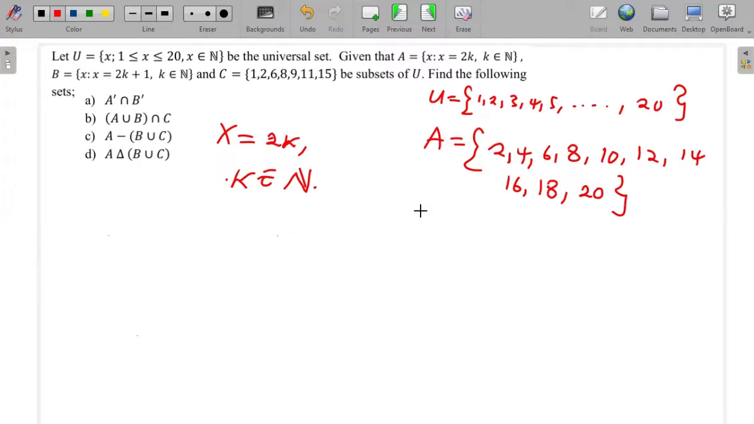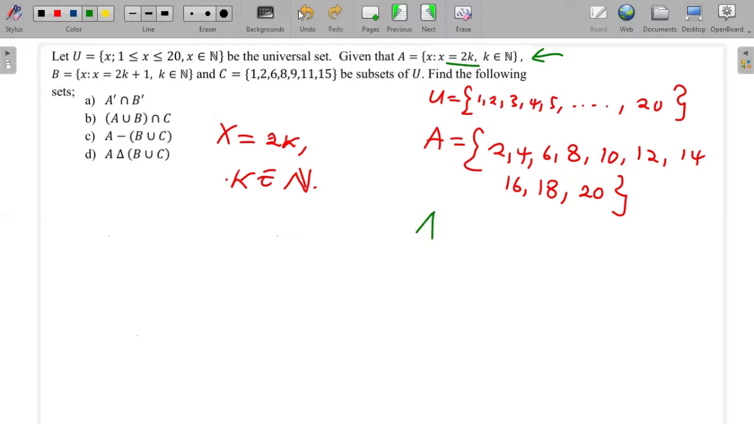What is the other set? The other set is B. Set B is a set of all x's such that x is equal to 2k plus 1 and k is a natural number. I forgot to mention the other way to interpret set A. Since they're saying 2k, any number that you multiply by 2 will just give you an even number. So in simpler terms, this set A is just the set of all even numbers between 1 and 20.